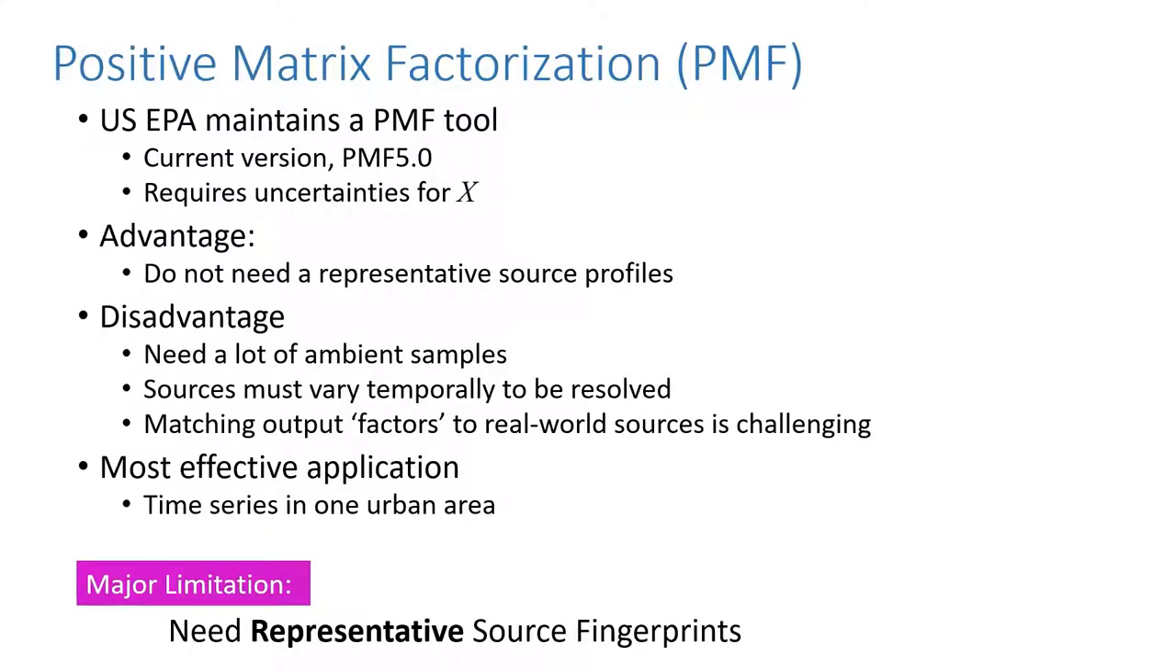Next slide. Positive matrix factorization, the other one that I mentioned, is also a tool maintained by US EPA. It only requires ambient measurements of pollutant species, and that's a big advantage, right, that you don't have to have source profiles. But there are some challenges there. I should have edited the slide, so I will send an edited version to HEI that gets posted later.